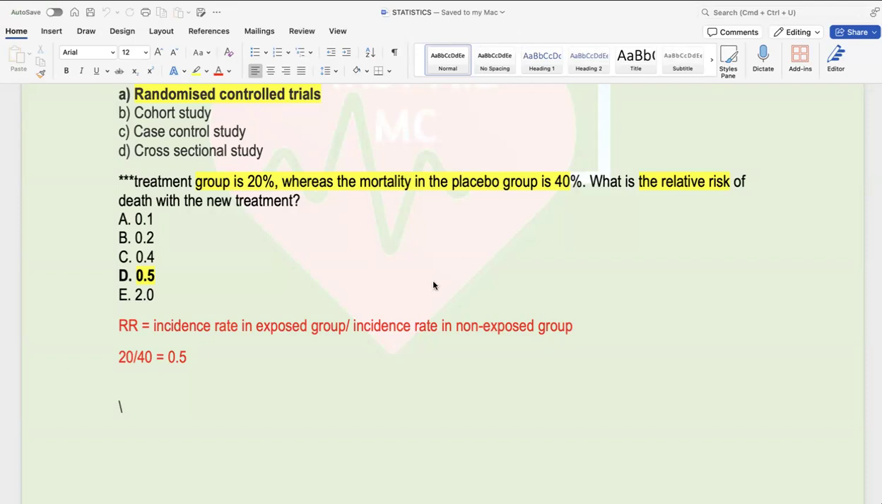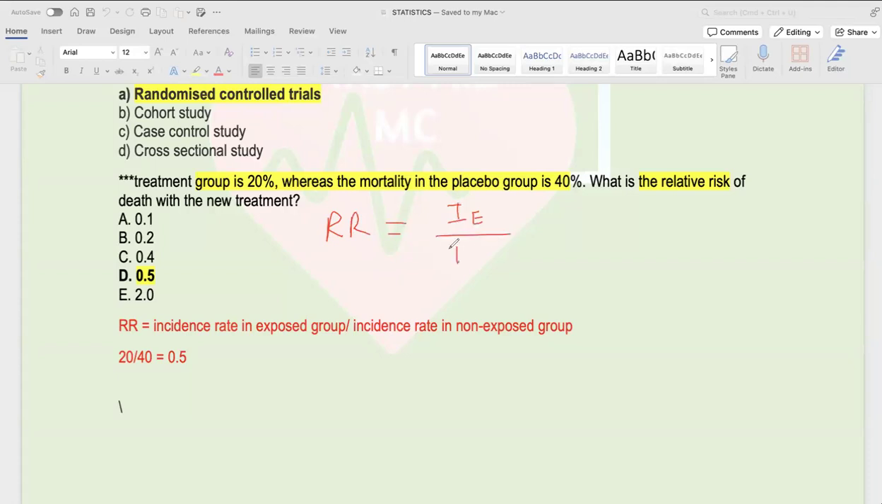So remember, we were talking about attributable risk and relative risk. So this is where relative risk comes. Relative risk equals incidence rate in the exposed group, so in here, that will always be in the numerator, divided by incidence rate in the non-exposed group. And this non-exposed group will always be in the denominator. So what is the incidence rate? They have already done the percentage. So we know incidence rate in the treatment group is 20%, and incidence rate in the placebo is 40%. So what is 20 by 40? Half or 0.5? So that's your answer.